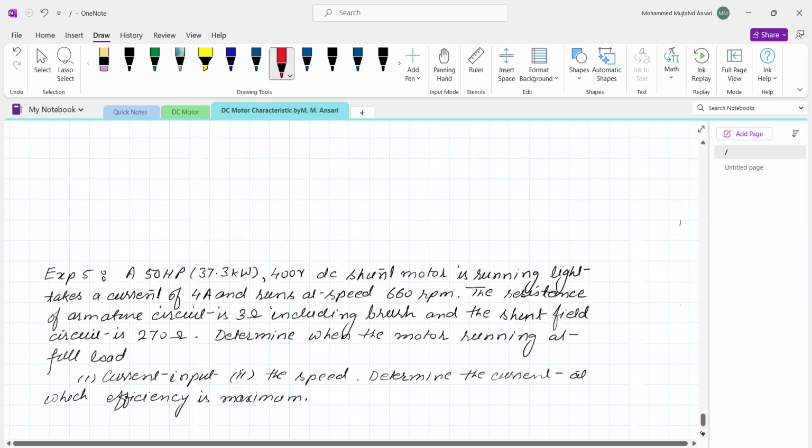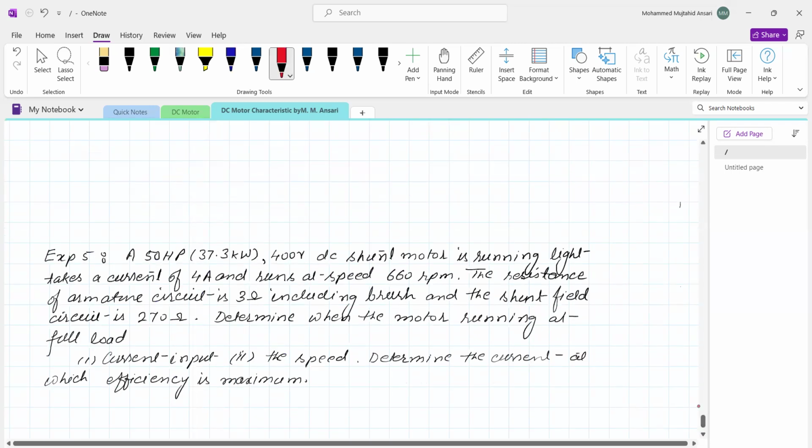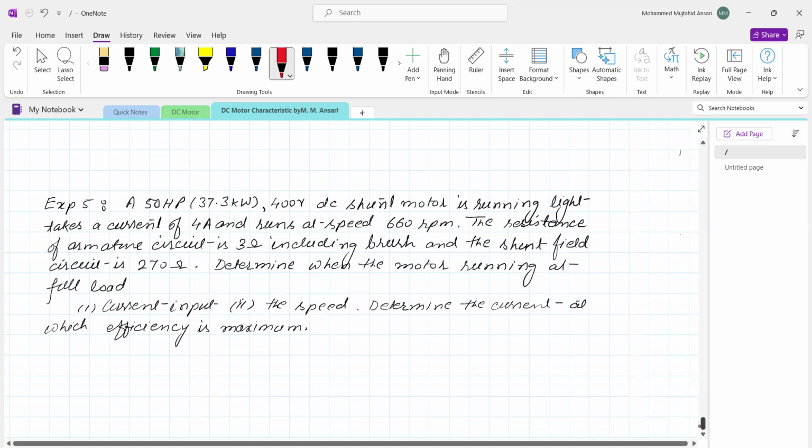Now the second numerical. A 50 HP, 37.3 kilowatt, 400 volt DC shunt motor is running light, taking a current of 4 ampere and runs at a speed of 600 rpm. The resistance of the armature circuit is 0.3 ohm including the brushes, and the shunt field resistance is 270 ohm. Determine, when the motor is running at full load, the current input, the speed, and determine the current at which the efficiency will be maximum.